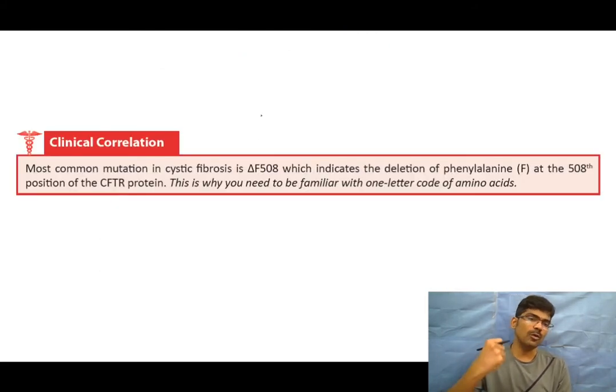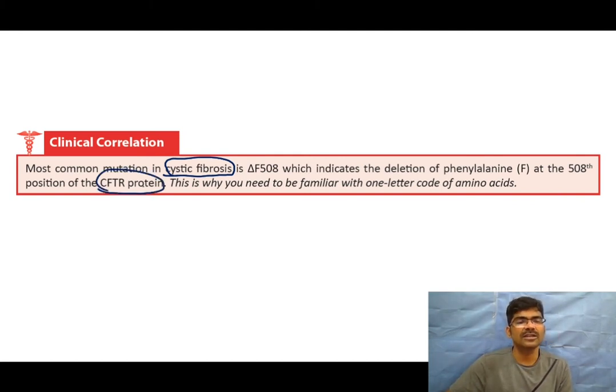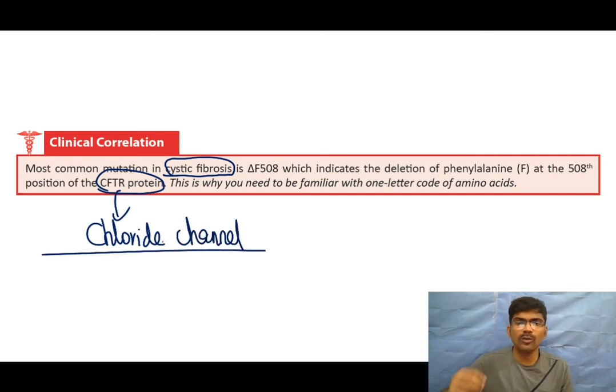Now come to the clinical correlation of the fact we have learned. What is the importance of knowing the 1-letter code? There is a disease, cystic fibrosis. Cystic fibrosis is due to a defect in a protein, CFTR. CFTR is cystic fibrosis transmembrane regulator. So this is a chloride channel, right? So defect in this chloride channel leads to this disease.